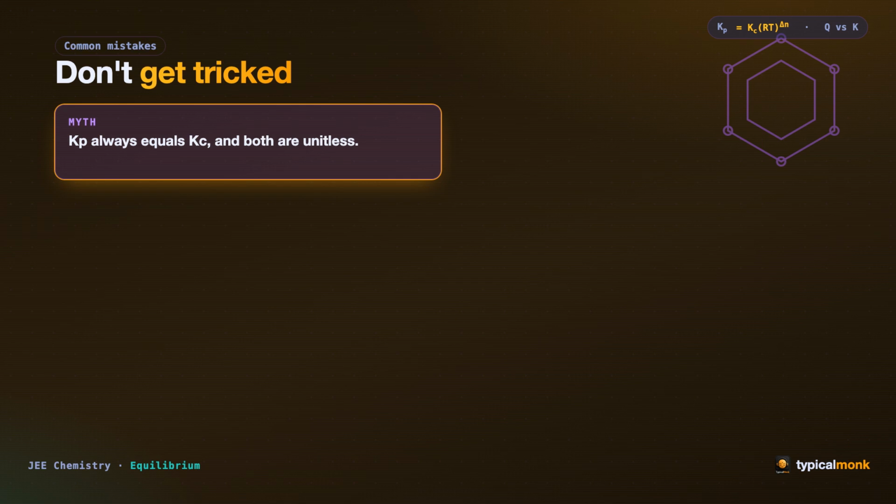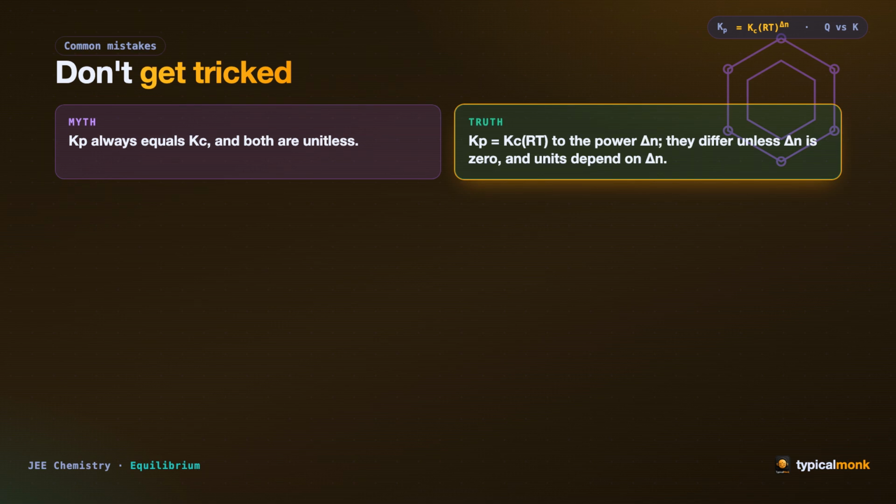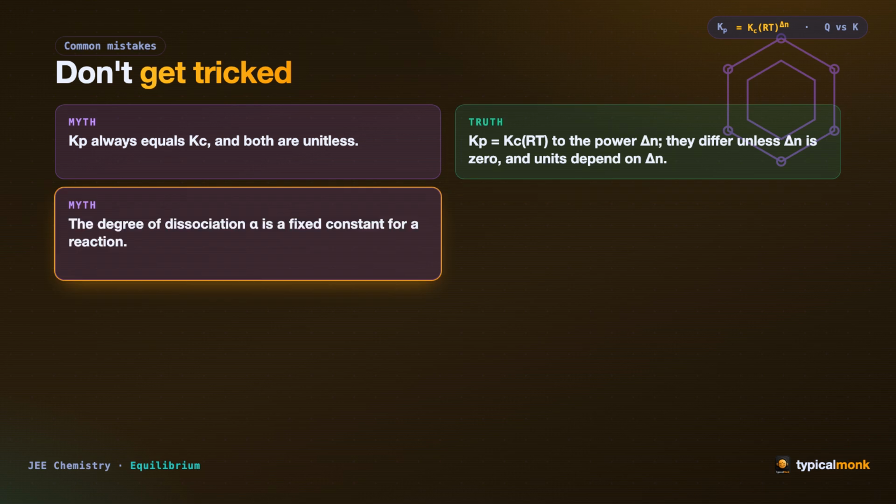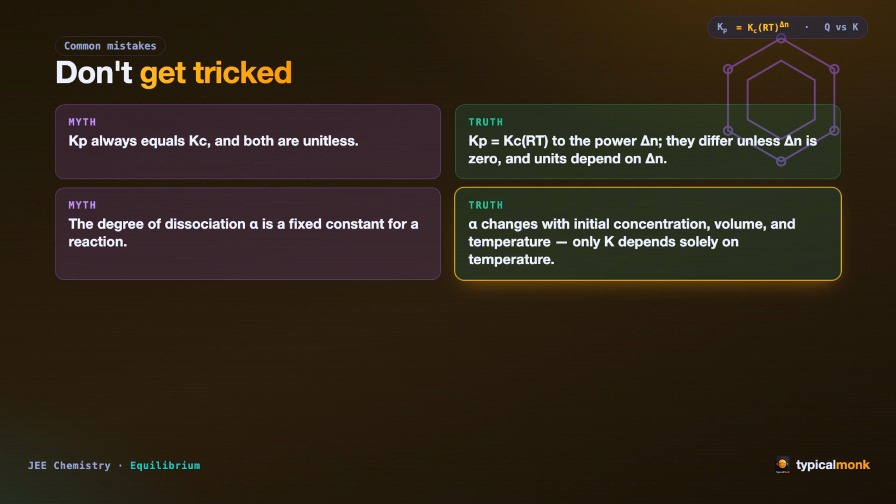Myth 1. Kp always equals Kc, and both are unitless. Here is the truth. Kp equals Kc times RT raised to the power delta N. The two are equal only when delta N is 0. And the units also depend on delta N. Myth 2. The degree of dissociation alpha is a fixed constant for a given reaction. Here is the truth. Alpha changes with the initial concentration, the volume, and the temperature. K alone is the one quantity that depends purely on temperature.